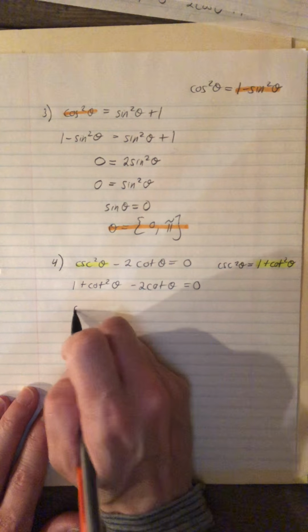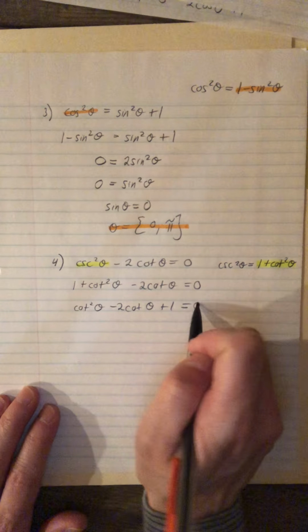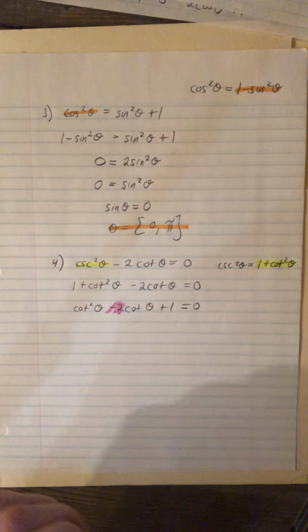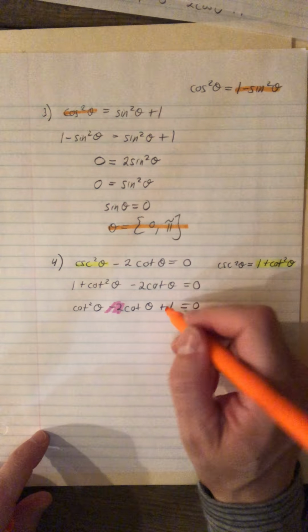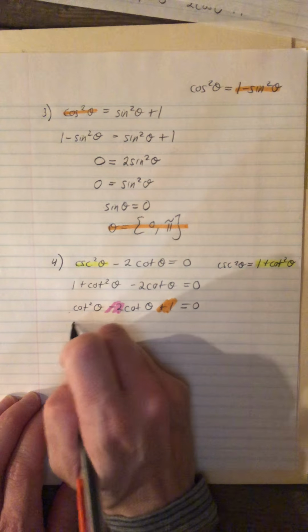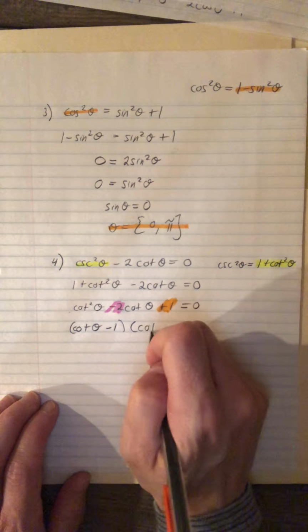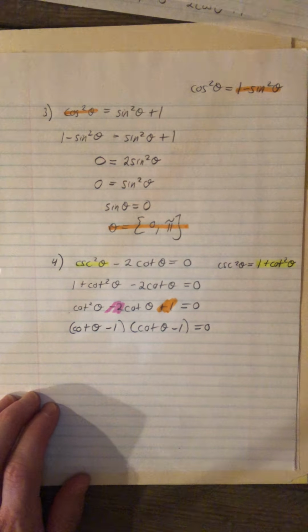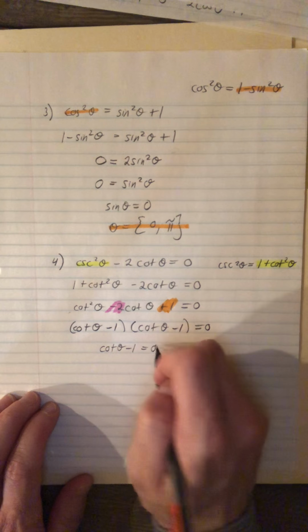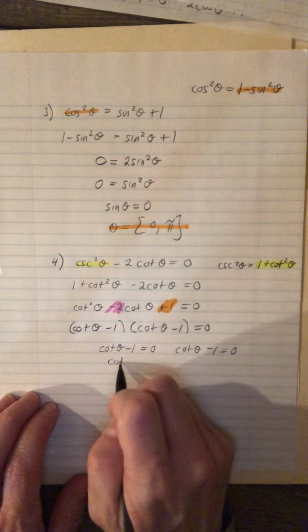Now, I'm just going to rewrite it because it's in quadratic form. And now I can say what adds to negative 2 and multiplies to a positive 1. It's going to be negative 1 and negative 1. So I can factor this easily because my a value is 1. I get cotangent of theta minus 1 times cotangent of theta minus 1. I mean, they're the same thing. So I know cotangent of theta minus 1 has to be equal to 0. I only have to write it once if I want. And I know, therefore, cotangent of theta is 1.